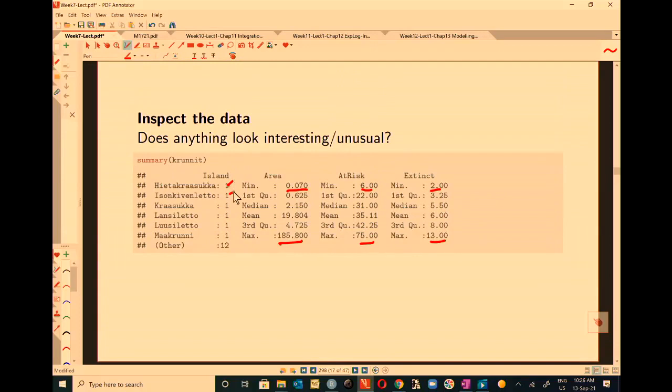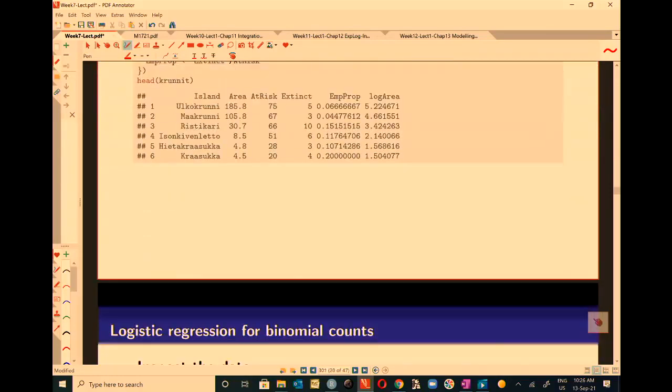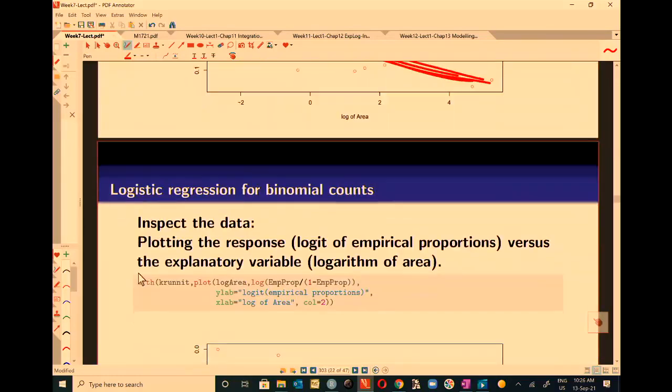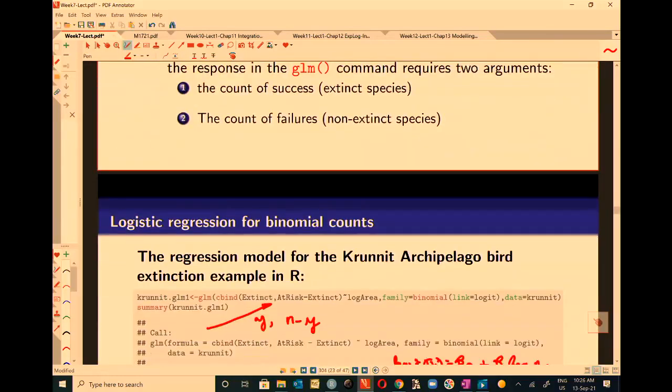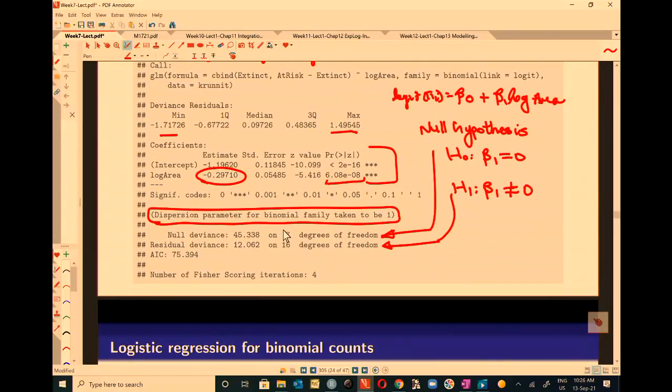That's 1, 2, 3, 4, 5, 6 plus 12, 18 islands altogether. Yeah, that's 18 islands. So my n here, the number of observations, is going to be 18. And you can see the degrees of freedom, the null deviance has degrees of freedom n minus 1. Yeah, that is 17, that's 1 less than 18. So I've got n equal to 18 data points altogether.